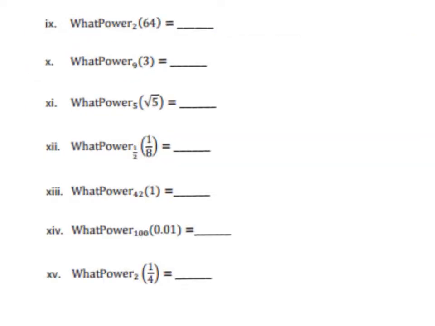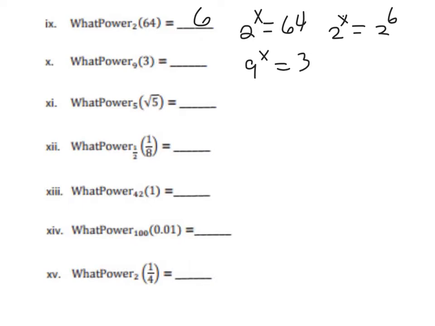Alright, as we continue this, 2 to what power equals 64? And yes, you can write 64 as 2 to the 6th power, so my answer is 6. 9 to what power equals 3? Well, we just made it smaller, folks, didn't we? So what do I have to do? I can't be going bigger than 1. It's got to be smaller than 1, somewhere between 0 and 1. But I'm not making it a reciprocal, so it's not going to be negative, is it? It's going to be between 0 and 1.